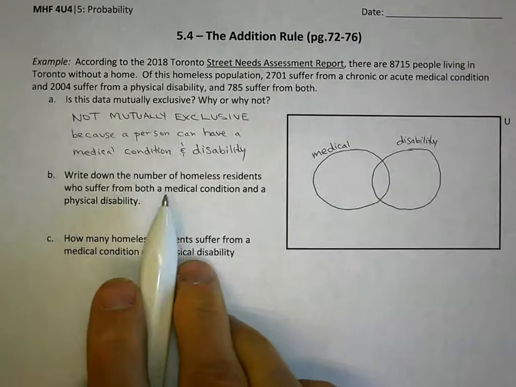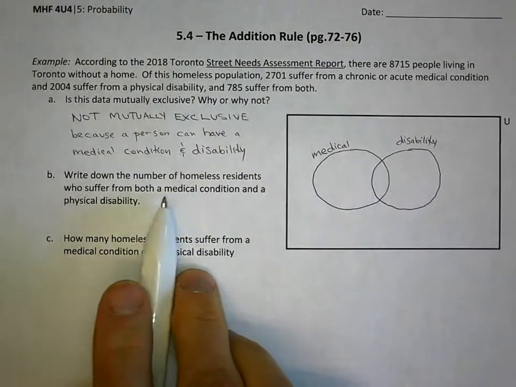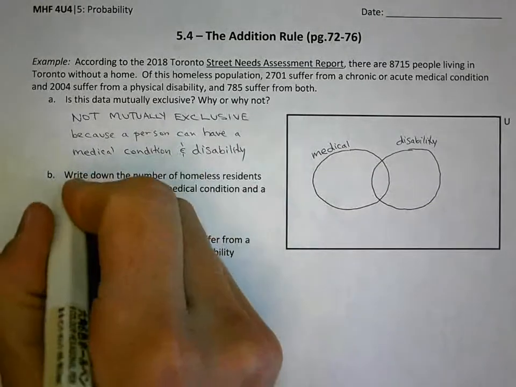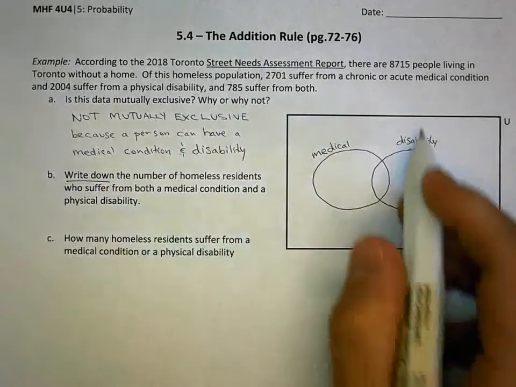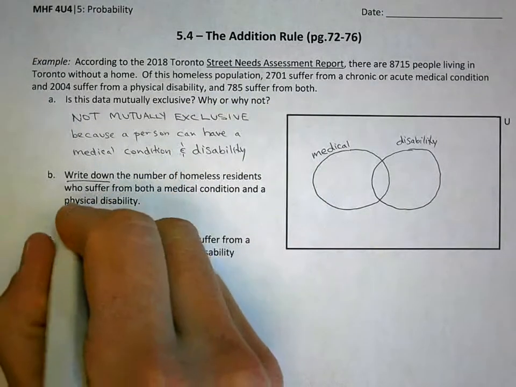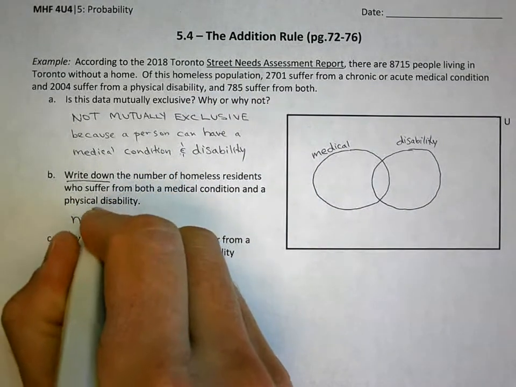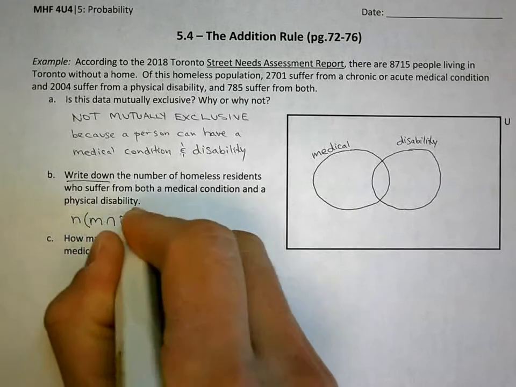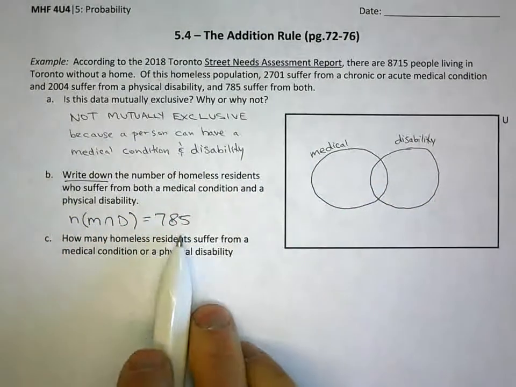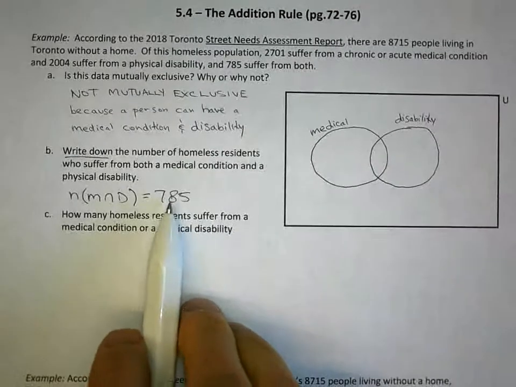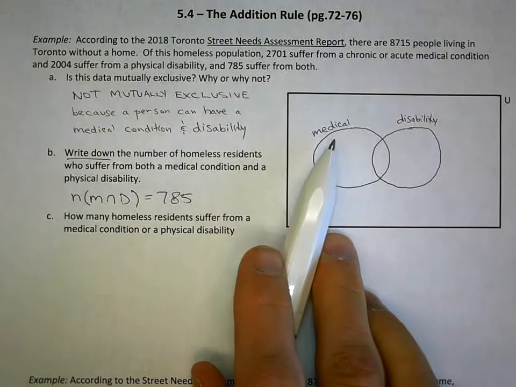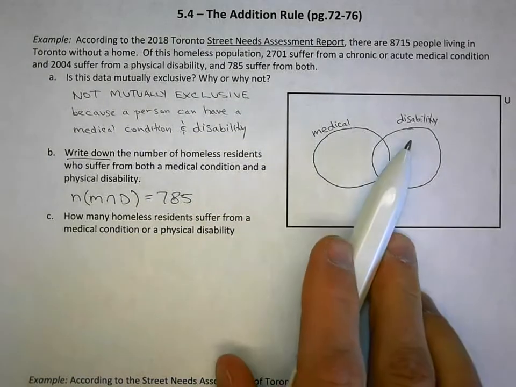Okay, write down the number of homeless residents who suffer from both a medical condition and a physical disability. Remember, this is an easy question. I should be able to find the answer in the question. And sure, there it is right there, 785. So the number of people who have a medical condition and a disability, the intersection, is 785. And again, this is very disheartening, right? How hard it must be to function if you have a medical condition and a disability.